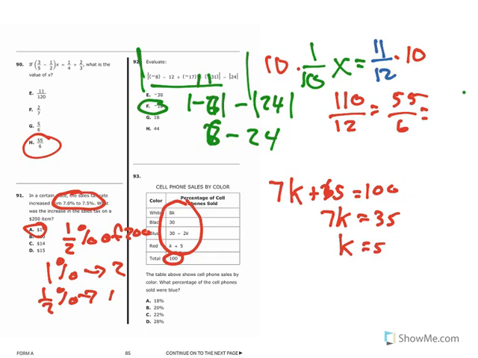So if k is 5, I'm going to substitute because I like to check. So I get 40. There's already 30 here. 30 minus 2k is 30 minus 10, which is 20. And k plus 5 is 5 plus 5, which is 10. Altogether, that adds up to 100. Great. So the amount of blue, it says what percentage?